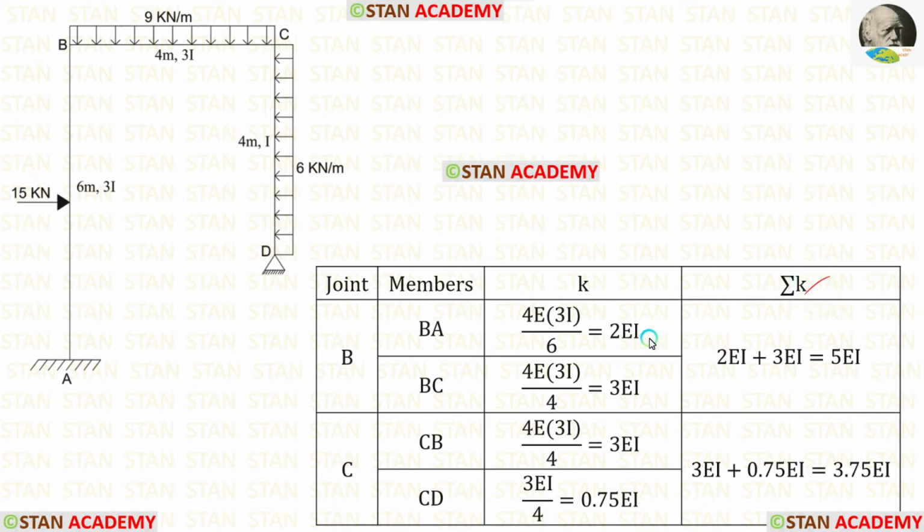Now, let us find sigma K. In the joint B, we have calculated 2 K values. Let us add both of them. After adding, we get 5EI. In the joint C also, we have calculated 2 stiffness values. Let us add both of them. After adding, we get 3.75EI.